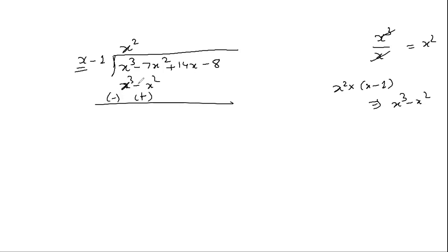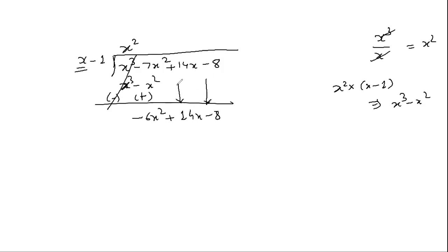Okay, so you write down like this, the signs will get changed. So plus x cubed minus x cubed will get cancelled. Minus 7x squared plus 6x squared is minus 6x squared, plus 14x and minus 8. So these things will come down as it is.